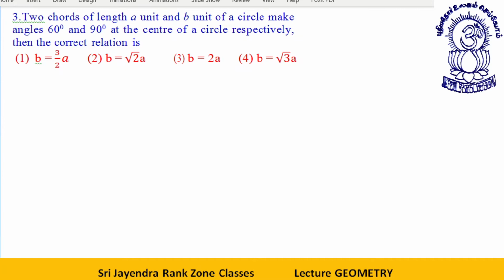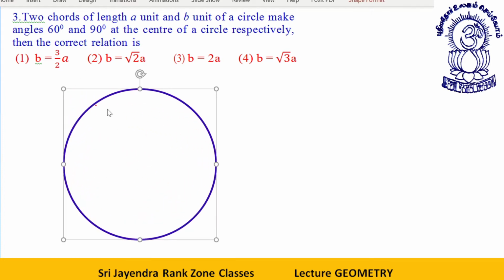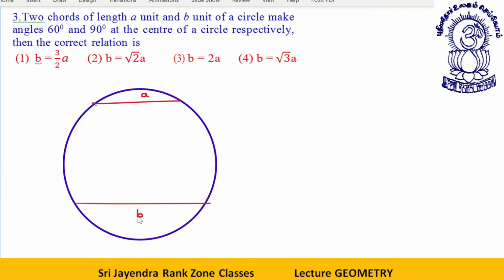Two chords of length A and B units of a circle make angles of 60 degrees and 90 degrees at the center of the circle respectively, then the correct relation is... Let me take a circle, then I'll tell you further things. Suppose this has length A, this makes an angle of 60 degrees at the center. This has length B, this makes an angle of 90 degrees at the center. This is the center of the circle.